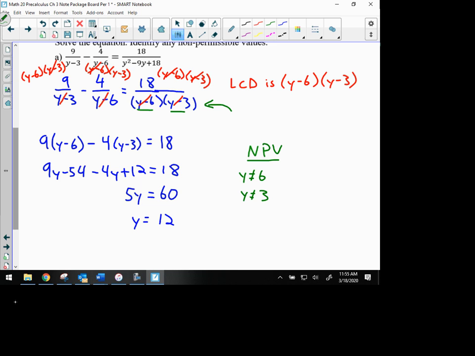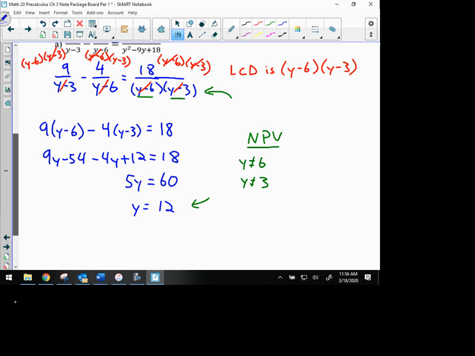So we look at our solution here. y equals 12, and that's fine. It's not a non-permissible value. It is allowed in terms of the math, and so we're fine with that being a solution. No formal check is required. Now, obviously you could do a check, substitute it into the equation, you'll find out that it does work.